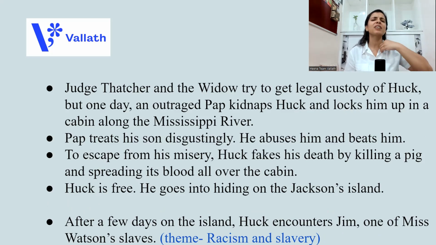Pap treats his son disturbingly, disgustingly. He abuses him, beats him, keeps him locked. And to escape from this misery, Huck fakes his own death. Can you imagine? Huck fakes his own death by killing a pig and spreading its blood all over the cabin. And finally, Huck is free.